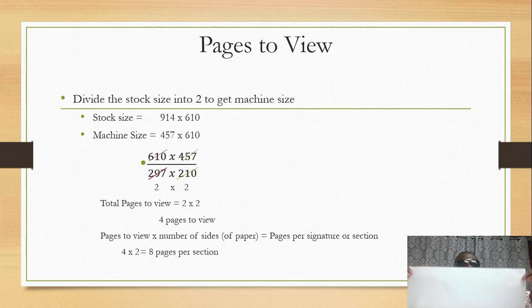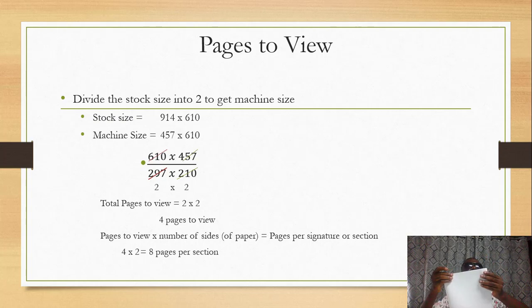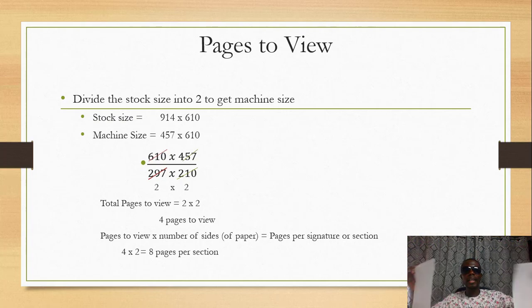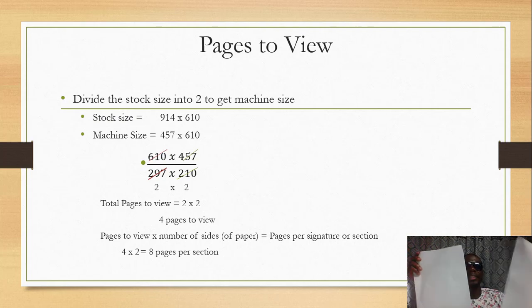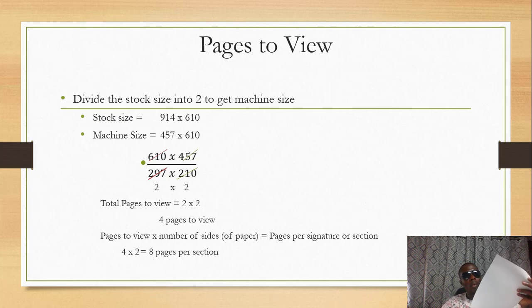So let's assume that this is our stock size. We are going to divide it into two along the longer side, like this. We will divide it into two, like this. And this becomes our machine size. This is the size we are going to print on. Once we have our machine size, then we are going to impose. Before we impose, we need to see how many pages we can get on the stock's machine size.